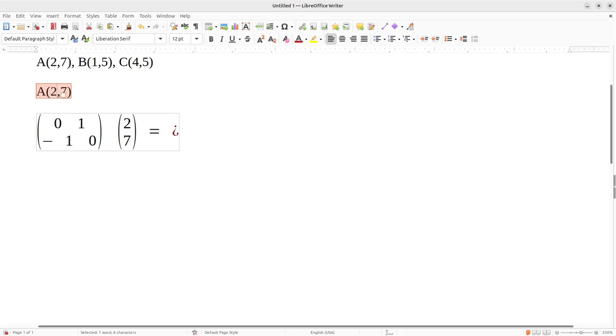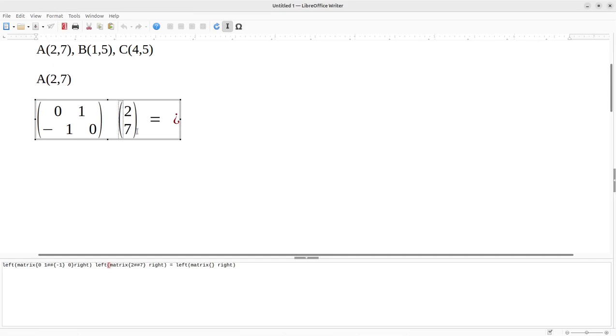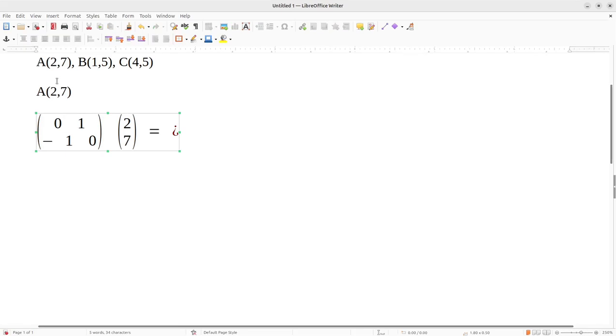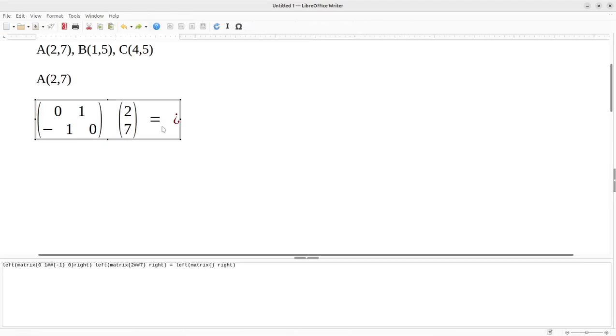So you convert this to look like a vector, just like this. Just make it look like this vector here. So this is 2, that's the x, on top, and then below is the 7, which represents the y. What's the solution for that? Try to write the solution.